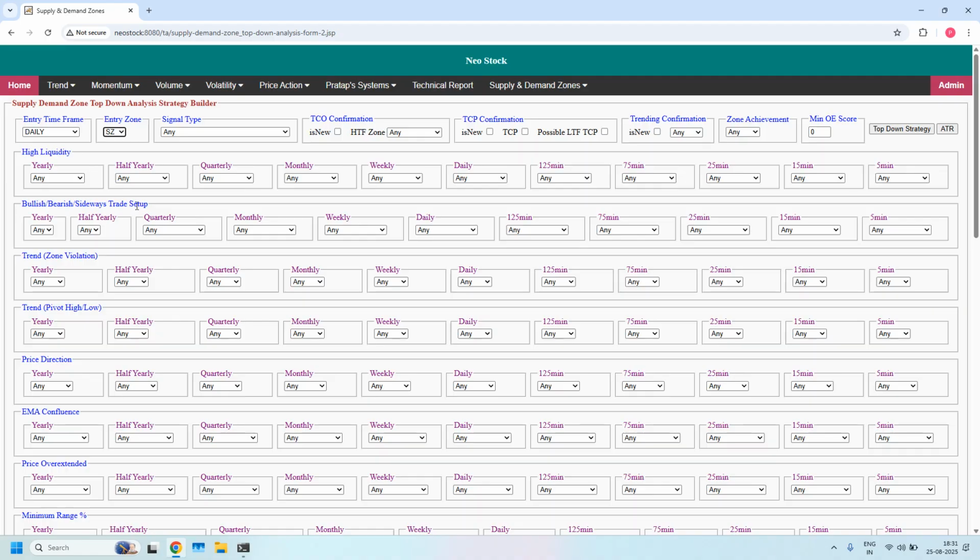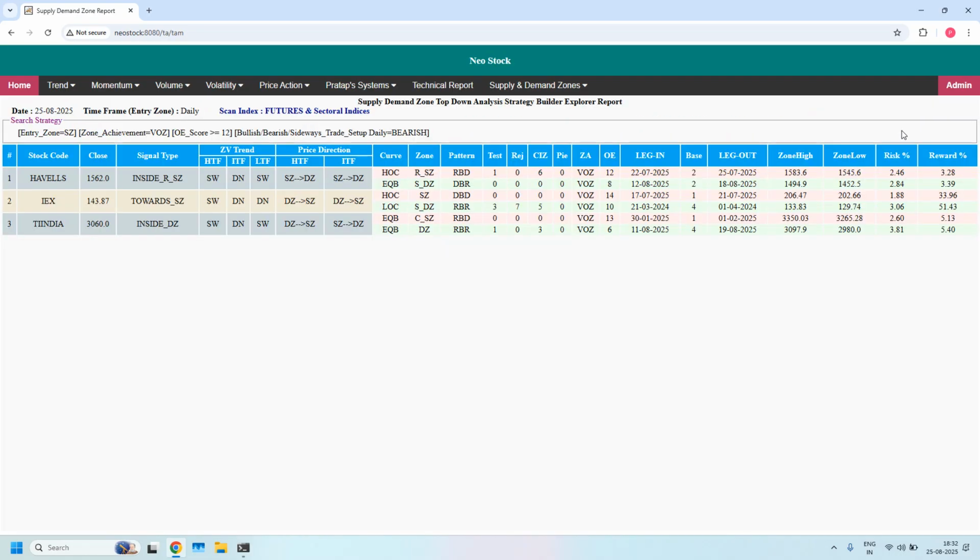Here bullish or bearish at a daily time frame, I am selecting bearish. Zone achievement violated opposing zone, minimum odd enhancer score 12. Let's filter. We got 3 stocks supporting bearish trade setup for monthly income trade, and entry time frame zones are daily supply zones. Out of these 3 stocks, let us identify high probability trade setup daily supply zones.